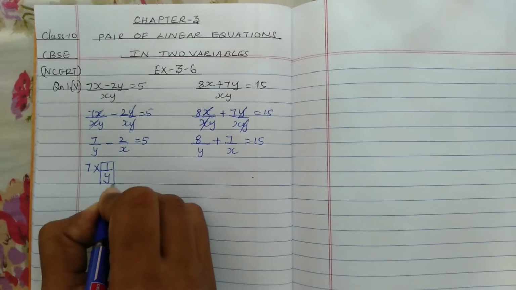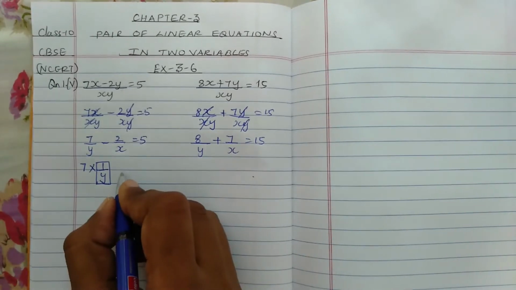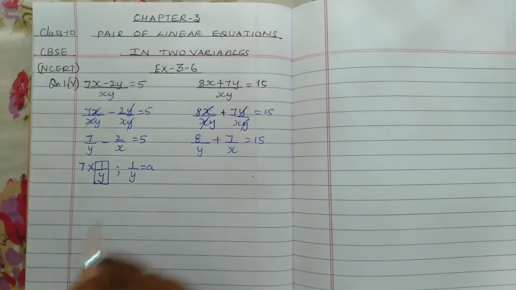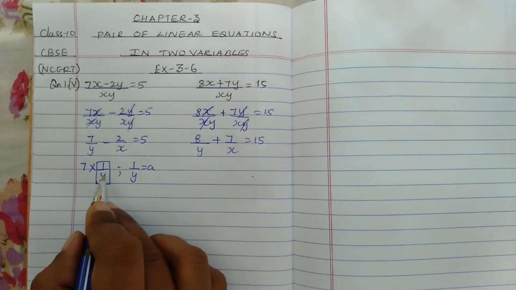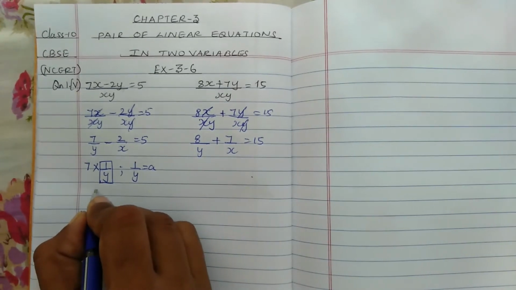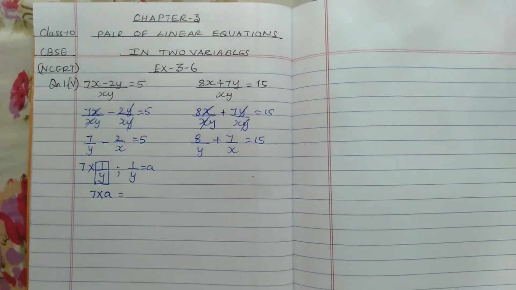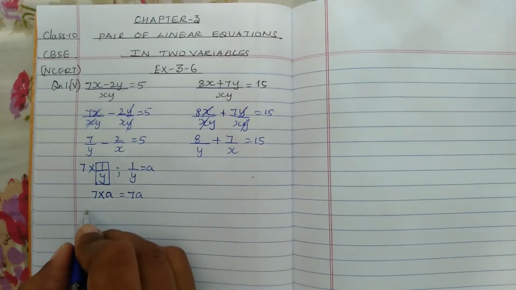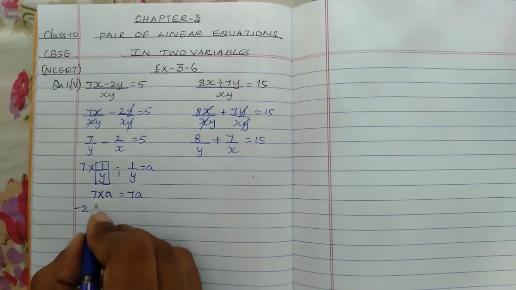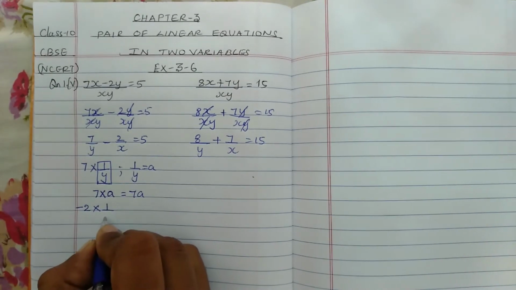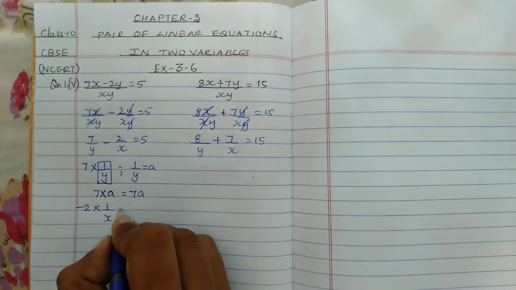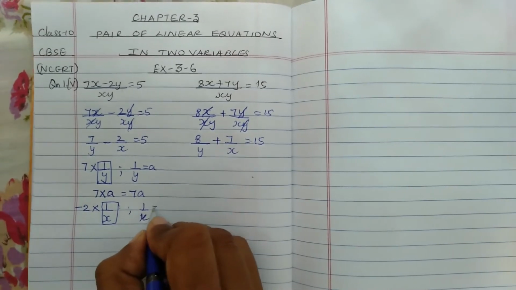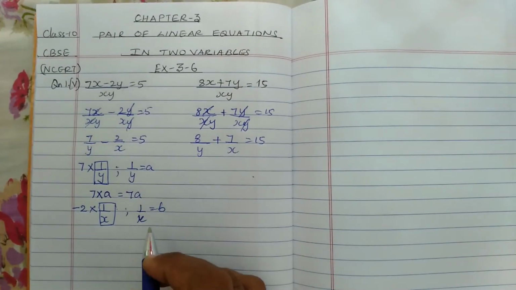Now we have to give 1 by y a value. So shall we give 1 by y a value a? So what will happen? You will replace a in the place of 1 by y. So now when you replace it, it will become 7 into a, which will give you 7a. Same way for the second term. Let's separate it as minus 2 into 1 by x. Now let's give 1 by x a value b. Since 1 by y is a, let's give 1 by x b.